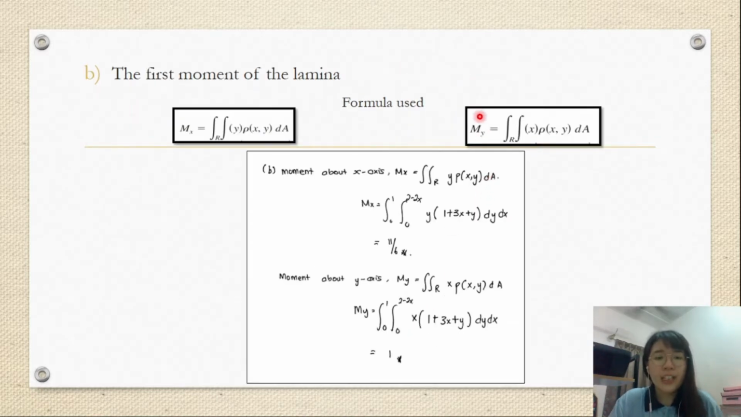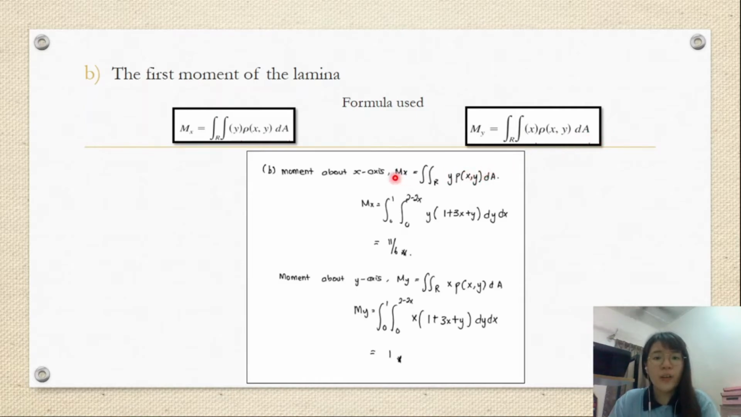For the next question, the moment of the lamina, we have two formulas. One is for the moment about the x-axis, and one is for the moment about the y-axis. For Mx, we use the double integral of y rho(x,y) dA. The moment about the y-axis is almost the same as Mx, just the difference is here: we use x rho(x,y) dA.